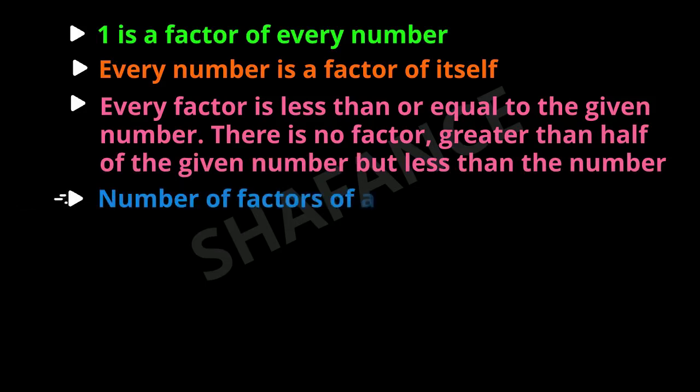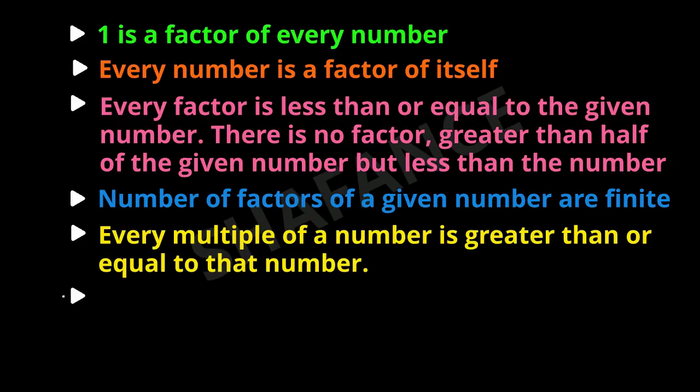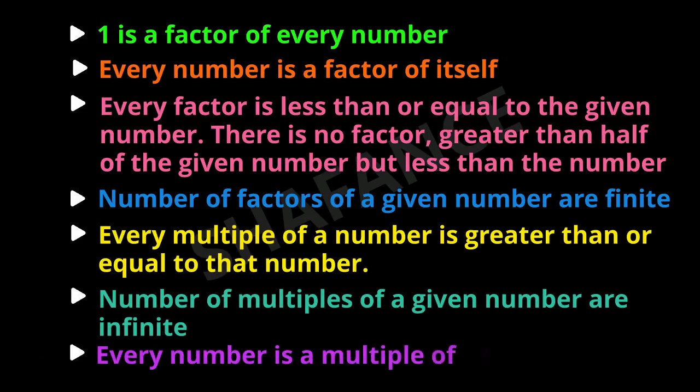The number of factors of a given number are finite. Every multiple of a number is greater than or equal to that number. Number of multiples of a given number are infinite. And lastly, every number is a multiple of itself.